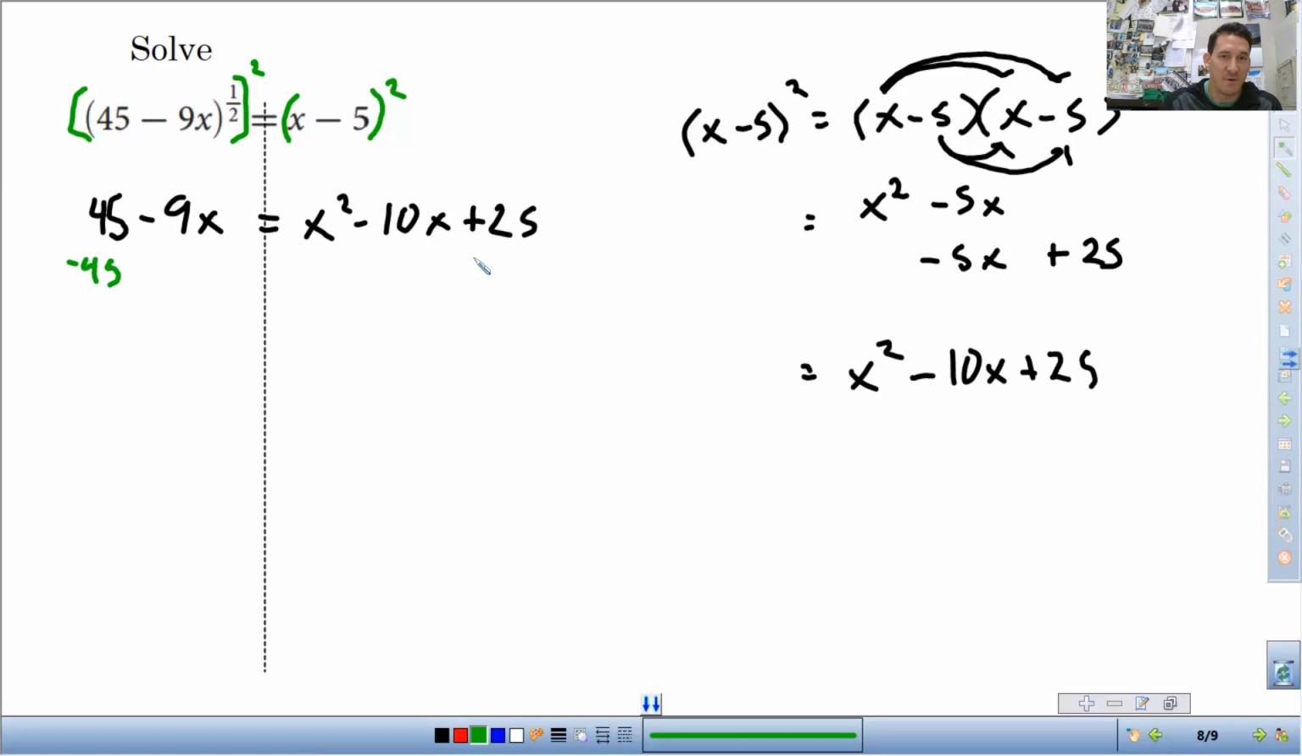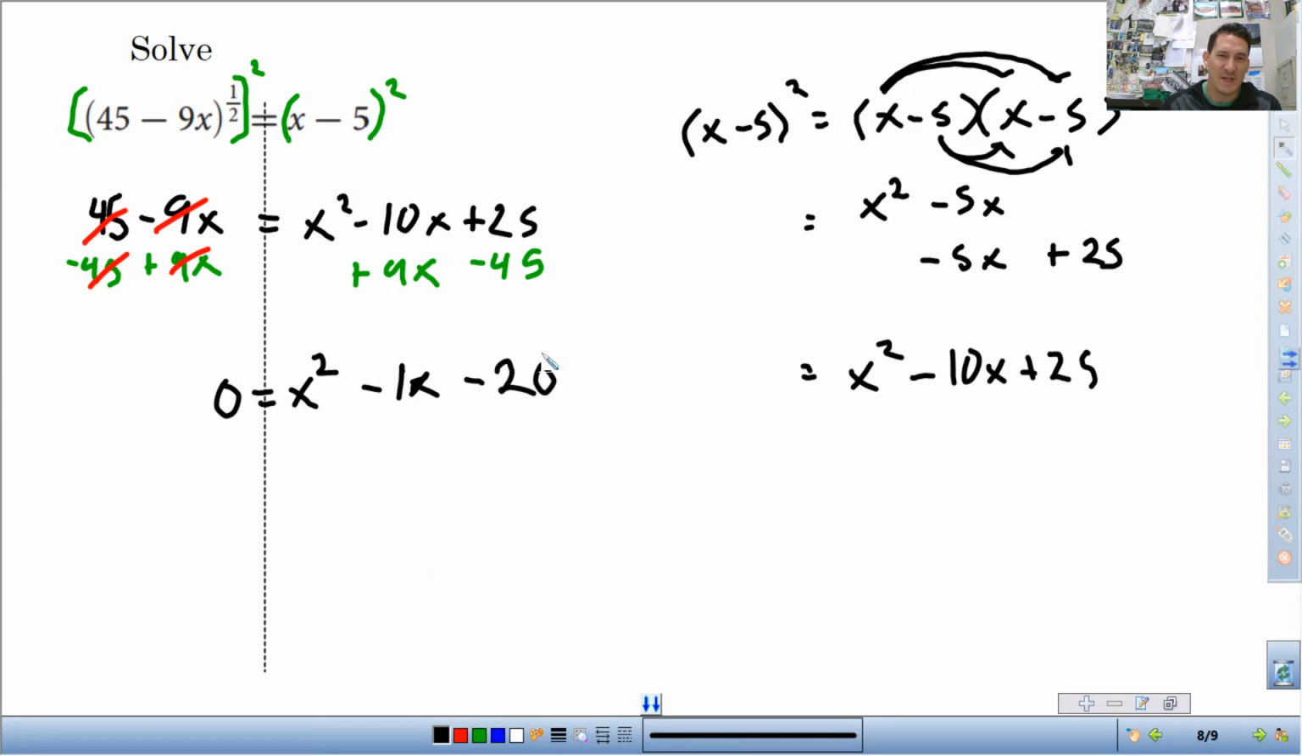So I'm going to subtract 45 from both sides. Make sure you subtract it from its like term. I'm going to add 9x at the same time, add it to its like term. So these cancel out over here. I'm left with 0 is equal to x squared. Negative 10x plus 9x is negative 1x, or just negative x. 25 minus 45, that's negative 20.